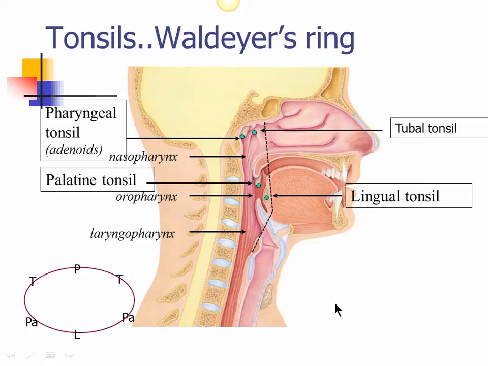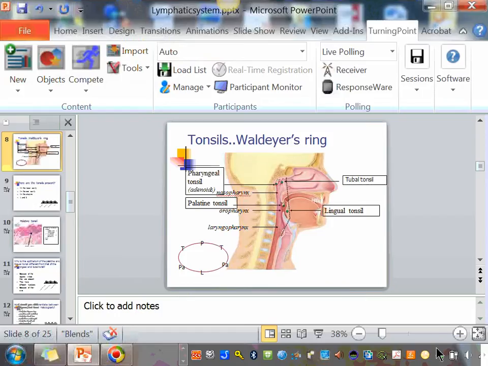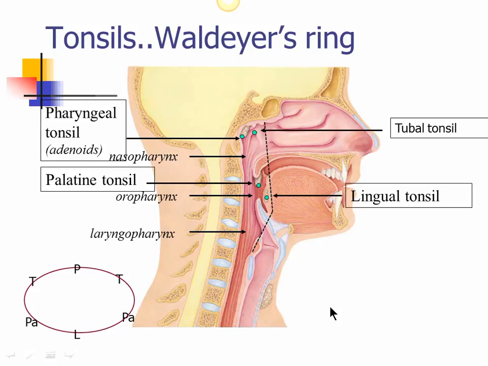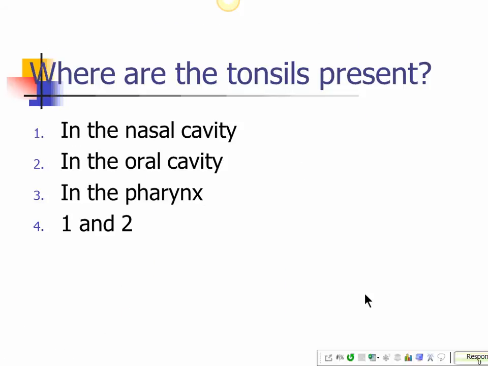So we saw the tonsils in the Waldeyer's ring. Now let's answer this question. Where are the tonsils present?